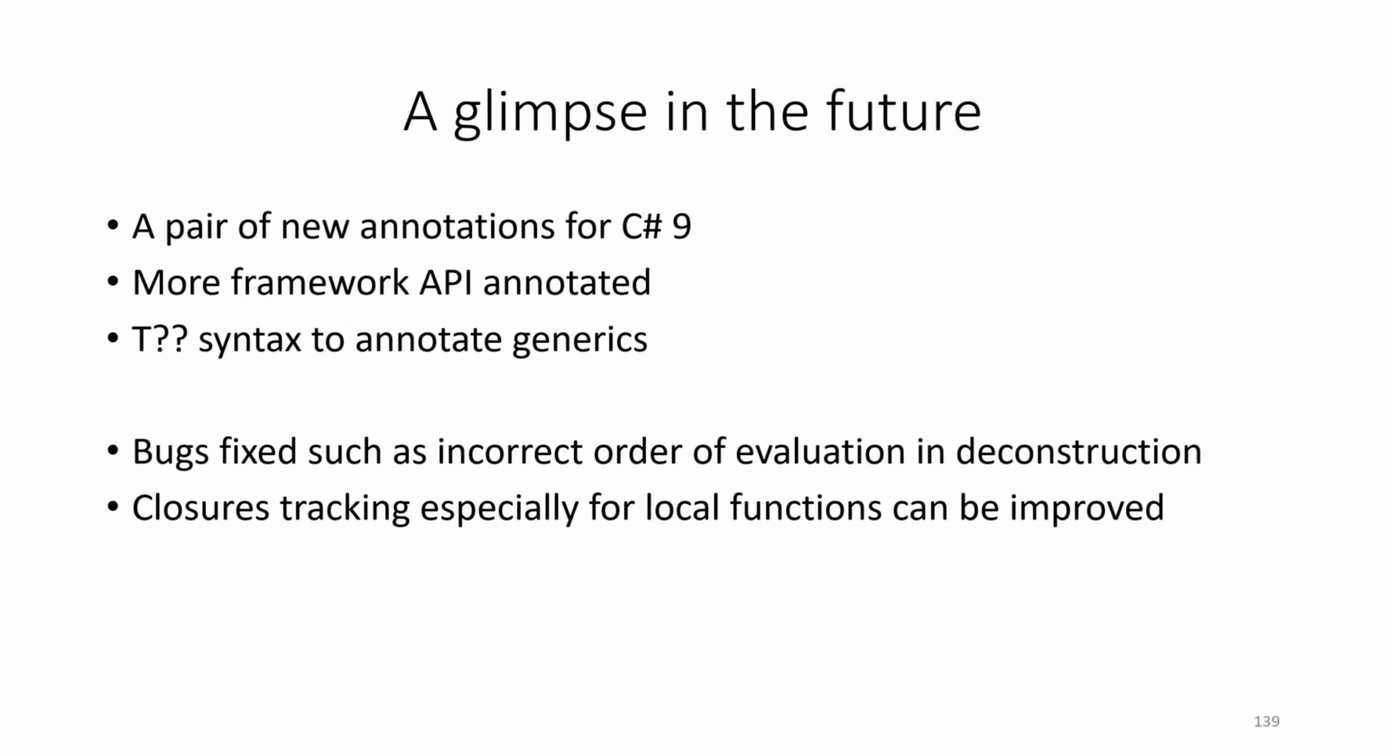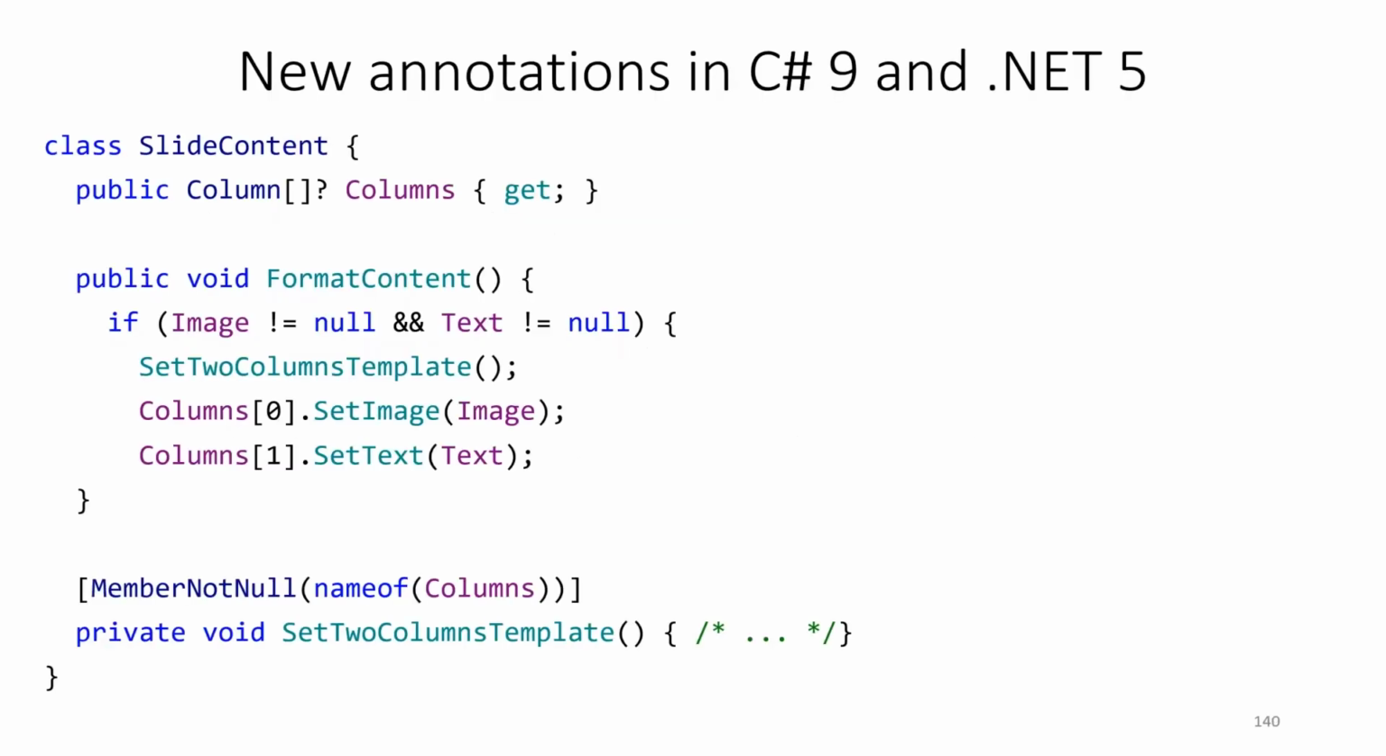I think there is some work done about that, but I can't be sure because it wasn't announced. So a new annotation added to .NET 5 and that will be available in C# 9 is MemberNotNull on a method. I actually used it in one of my previous examples, and you could notice that columns type is declared as nullable, and I'm using it without any null check.